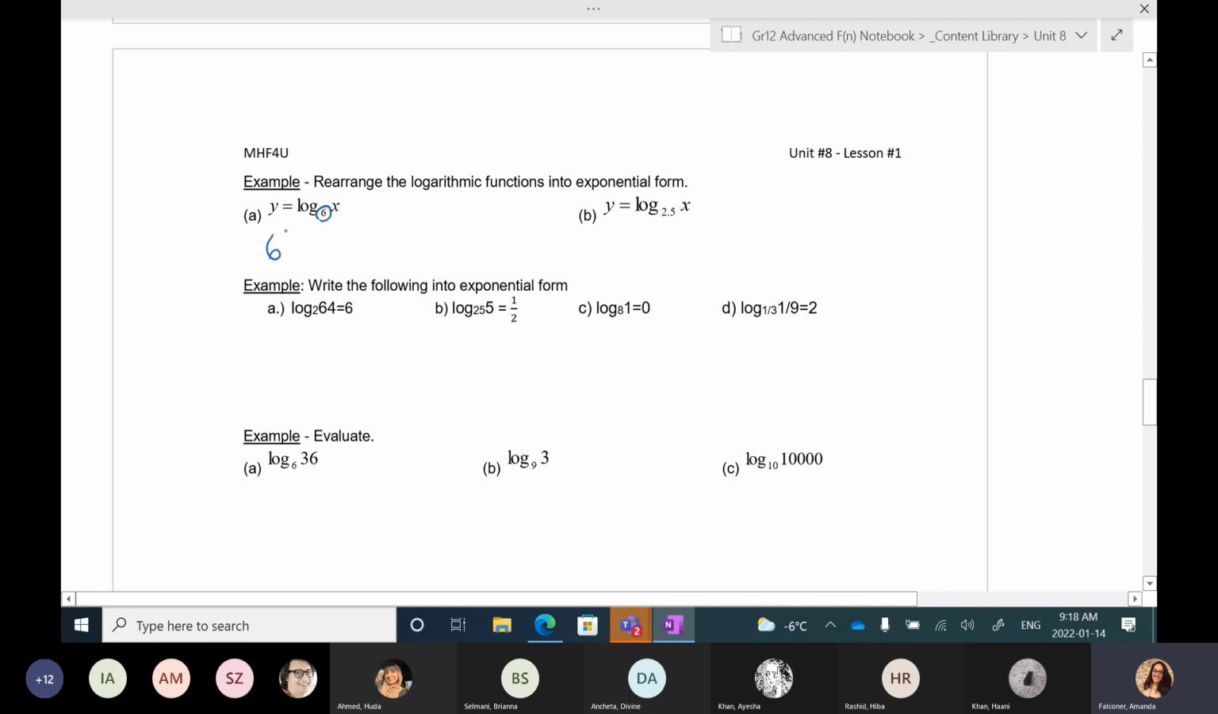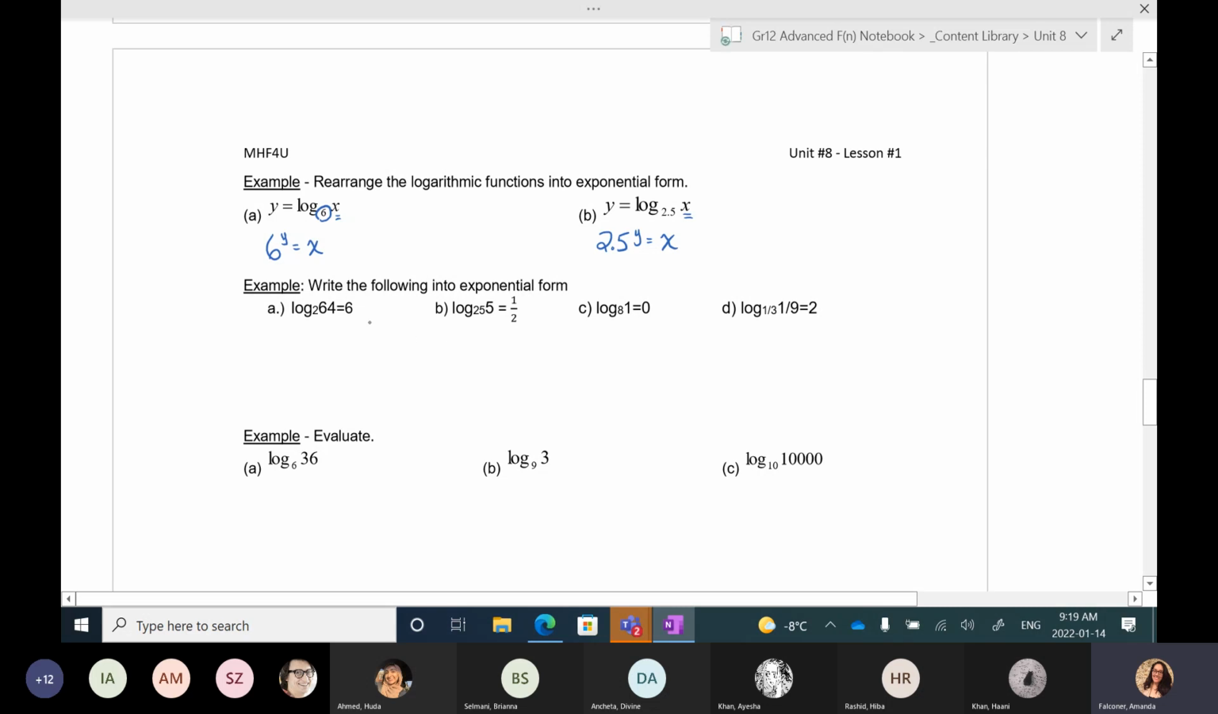So it's going to be 6 to the exponent of the answer, is equal to the argument. The argument's by itself, here's the x value. I'm starting with that bottom number, that 2.5. That subscript is going to become the base. It's going to be 2.5 to the y is equal to the argument. We don't have to solve those. There are 2 unknowns there, so we're just grabbing logarithmic format and putting it into exponential form.